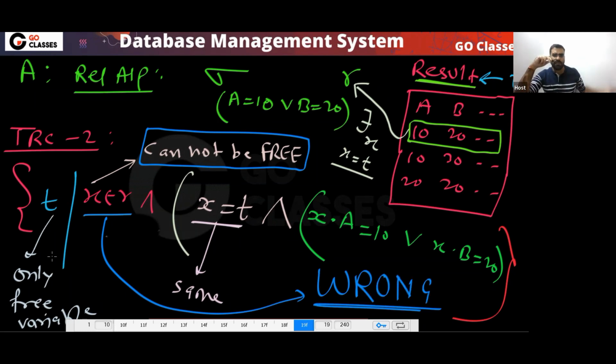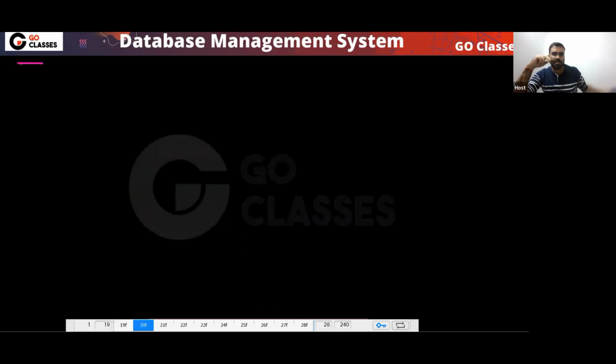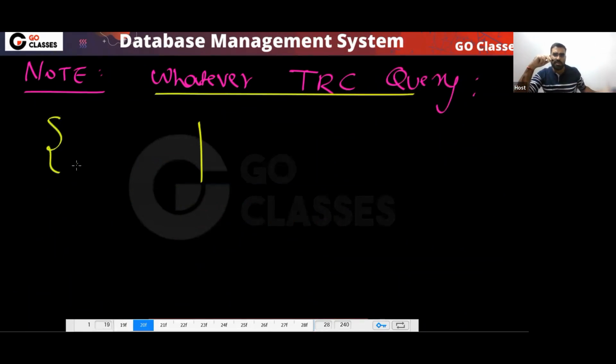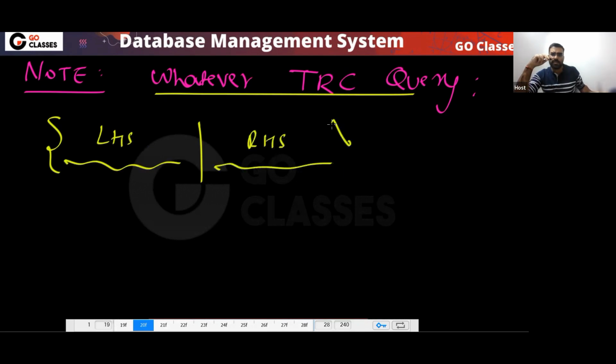Because remember, the only free variable must appear on the LHS. This we have already seen in the TRC query. Whatever TRC query you take, way 1, way 2, whether you have TRC1 or TRC2, let's call this LHS and this RHS. In this LHS, only and all free variables can be here. Yes or no?